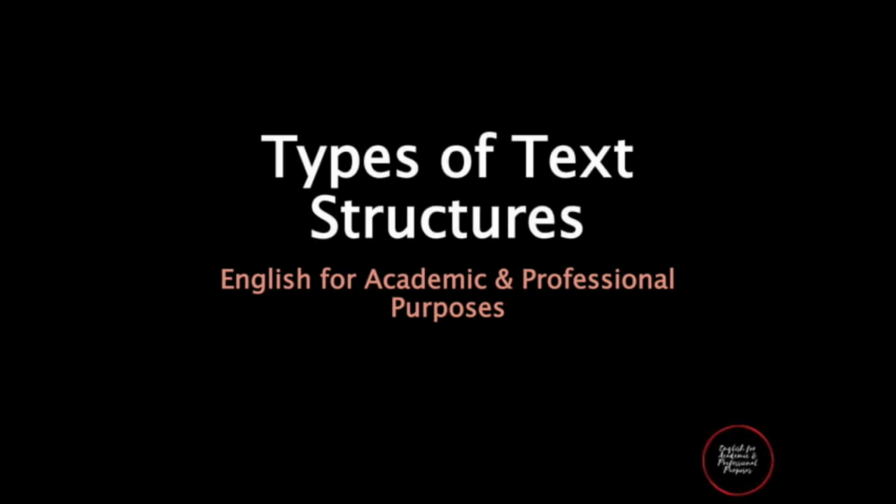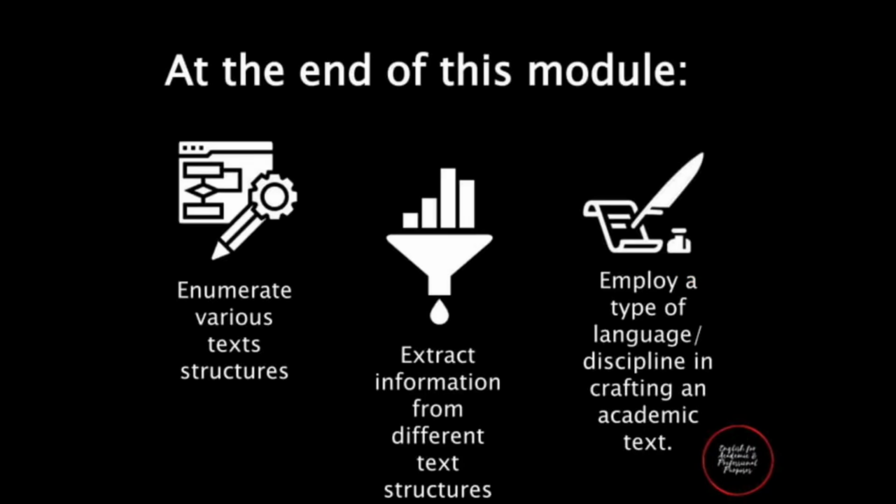Last meeting, we discussed the difference between the academic text and non-academic text and also their examples. And today, we have our new lesson, which is types of text structures. But before we proceed to that, let's have our objectives. So at the end of this lesson, you will enumerate various text structures, extract information from different text structures, and also employ a type of language or discipline in crafting an academic text.